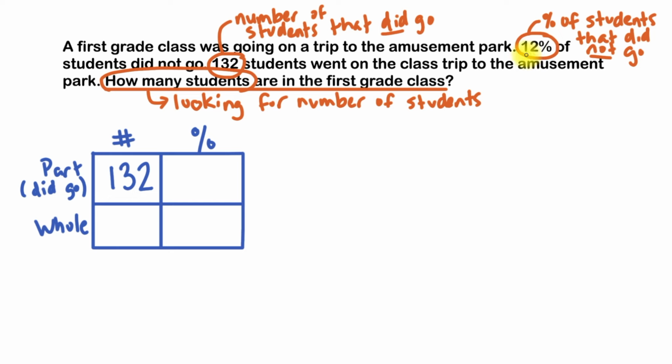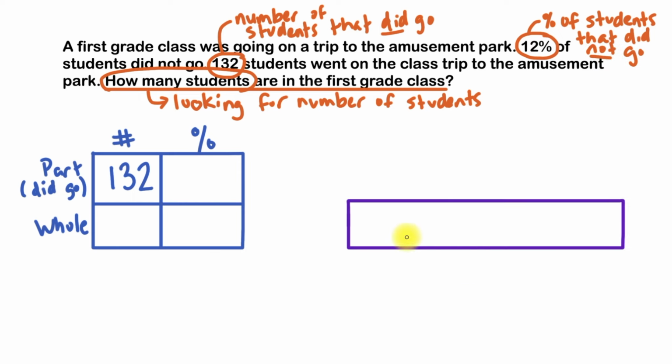And here we have 12%. Since we have 12%, normally we would put that here, but we have to read carefully. Because these are in the same row, both of these, the number and the percent, should both talk about the students that did go. But the 12% is talking about the percent of students that did not go.